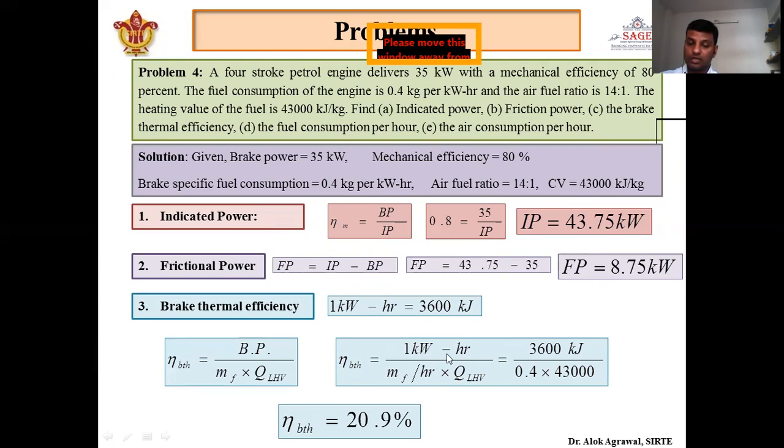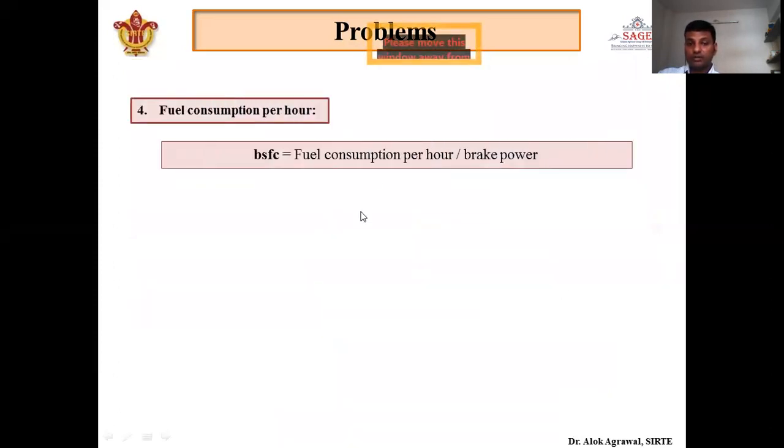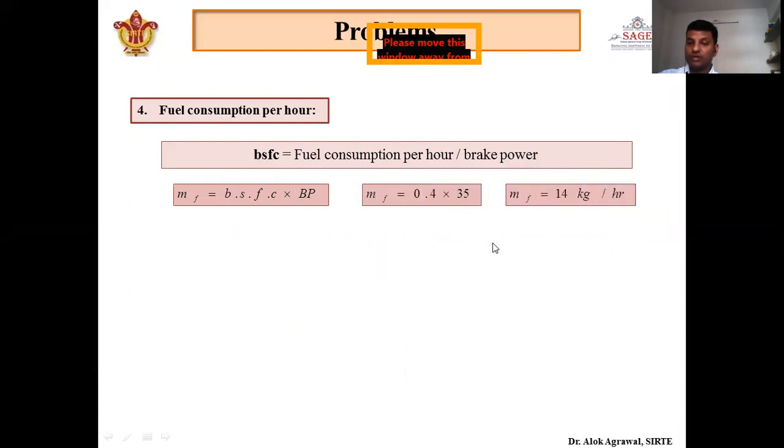Here is a trick: we cannot take brake power as 35 kilowatt because mf is not given as 0.5 kg per hour or per second. It is given in terms of per kilowatt hour, which is the unit of brake specific fuel consumption. We have to keep that in mind. Next is fuel consumption per hour. Brake specific fuel consumption is fuel consumption per hour by brake power. So mf is equal to brake specific fuel consumption into brake power. The fuel consumption per hour will be 0.4 into 35, which is 14 kg per hour.